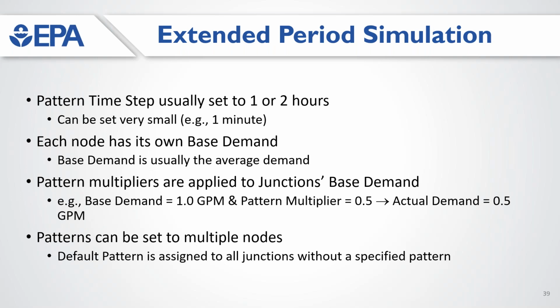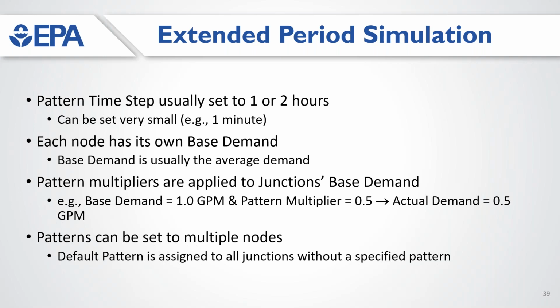And now let's talk about extended period simulation. In order to do extended period simulation, we need to have a demand pattern. Usually the pattern time step can be 1 or 2 hours, but it can be very small, for example, 1 minute, to do very detailed hydraulics. Each node, basically a consumer junction, has its own base demand. Base demand is usually the average demand. So you can calculate what's the average demand for this node. This node can be a house, it can be a community, large or small, depending on the scale of your network model.